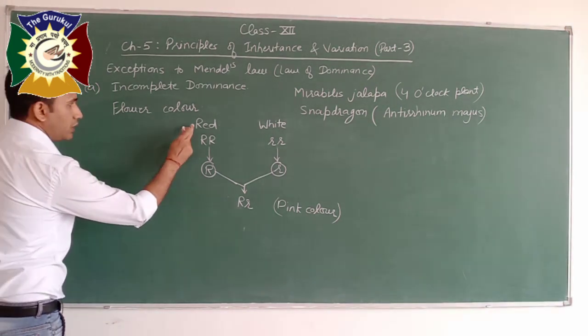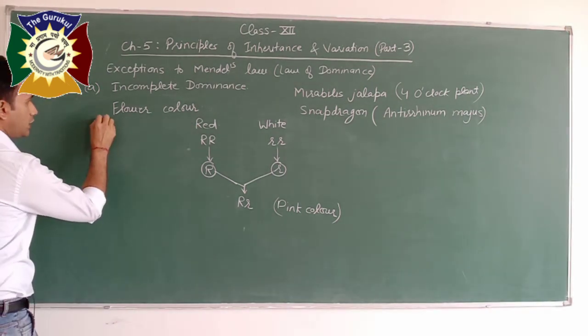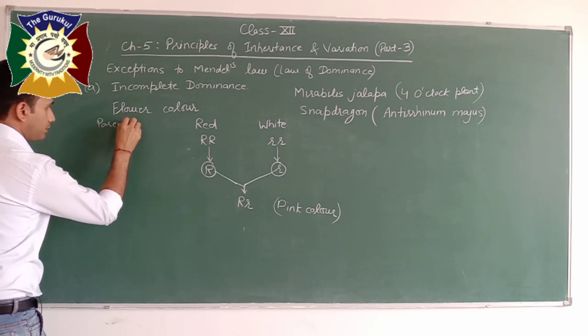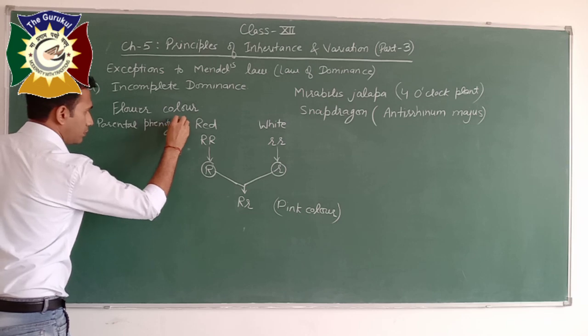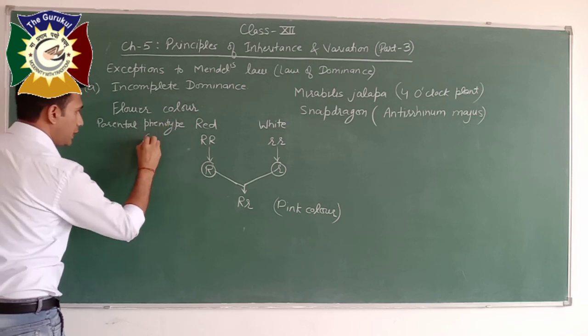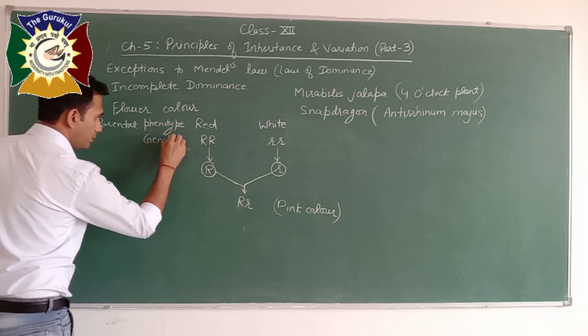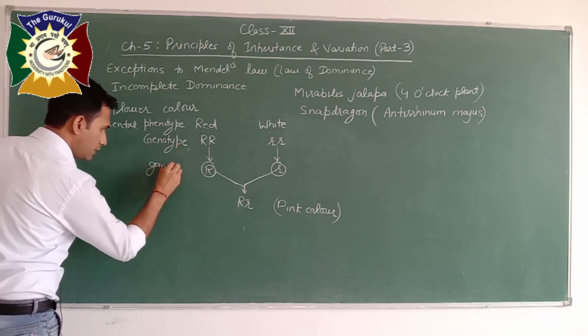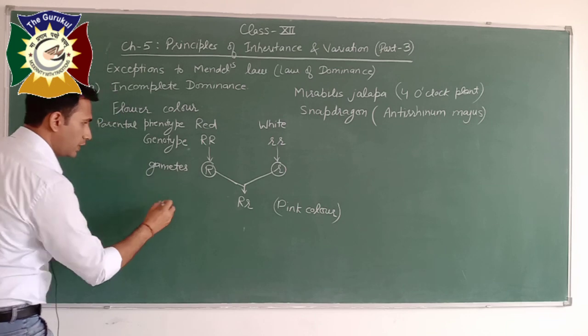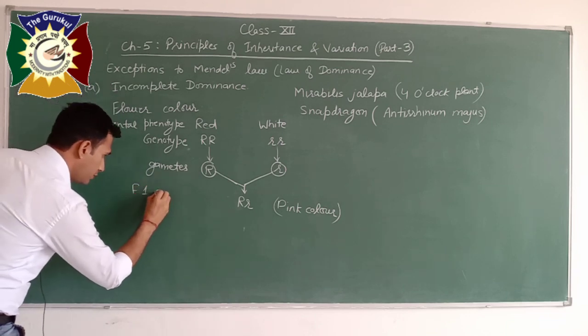So this is the red parent, this is the white parent, and the F1 generation is having pink color, the intermediate of both red and white. So we are going to write here, this is parental phenotype, this is parental genotype, these are gametes, this is F1 generation.